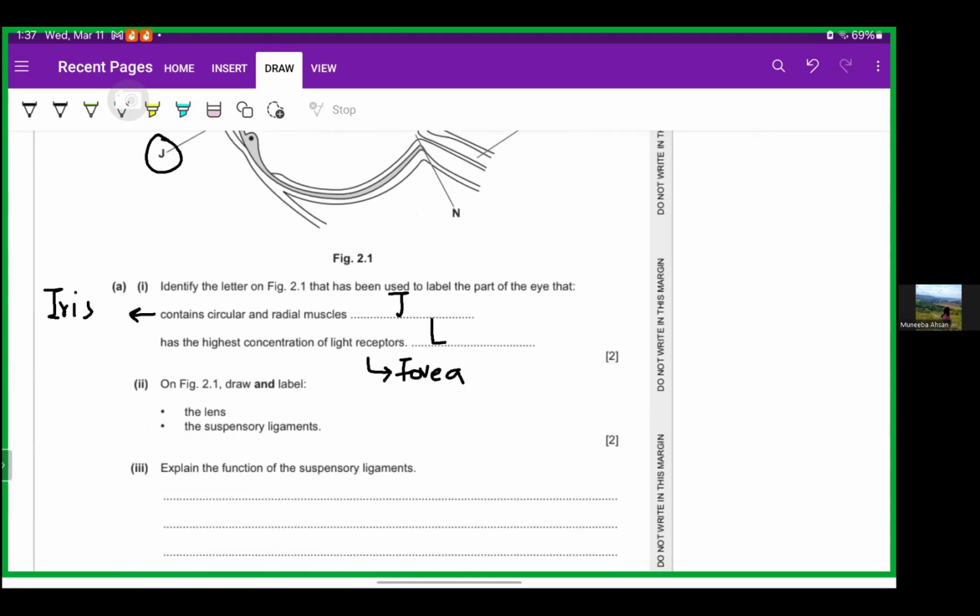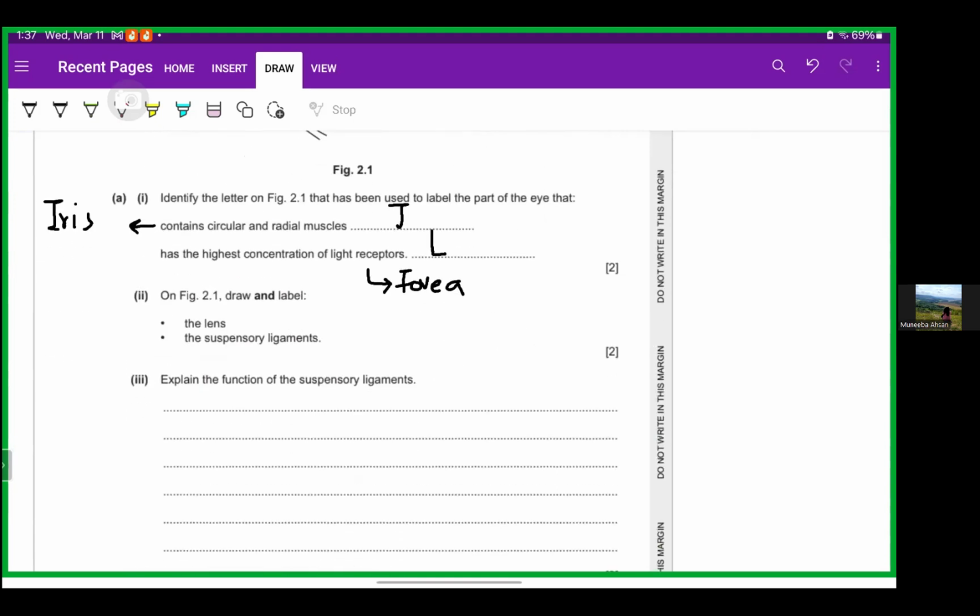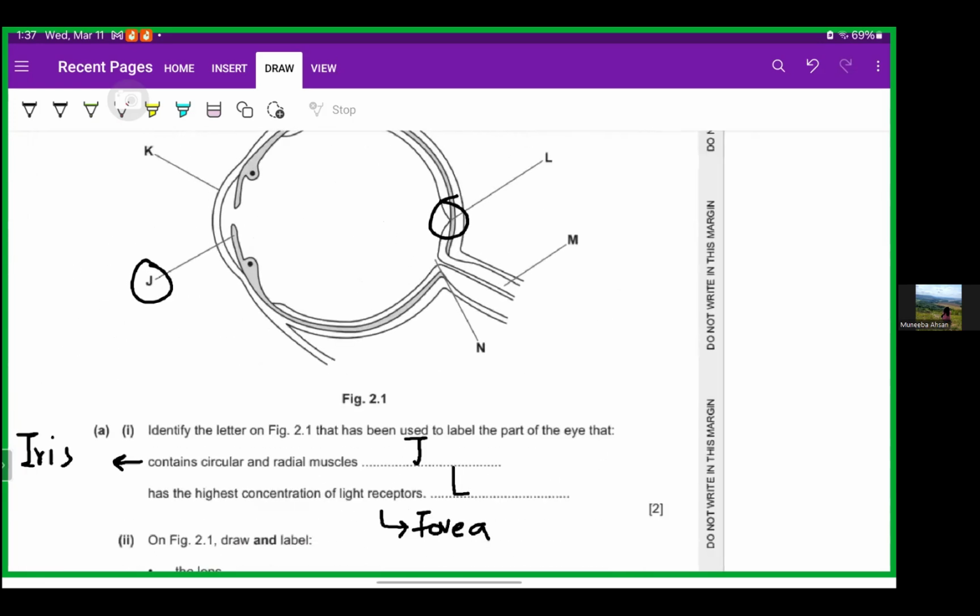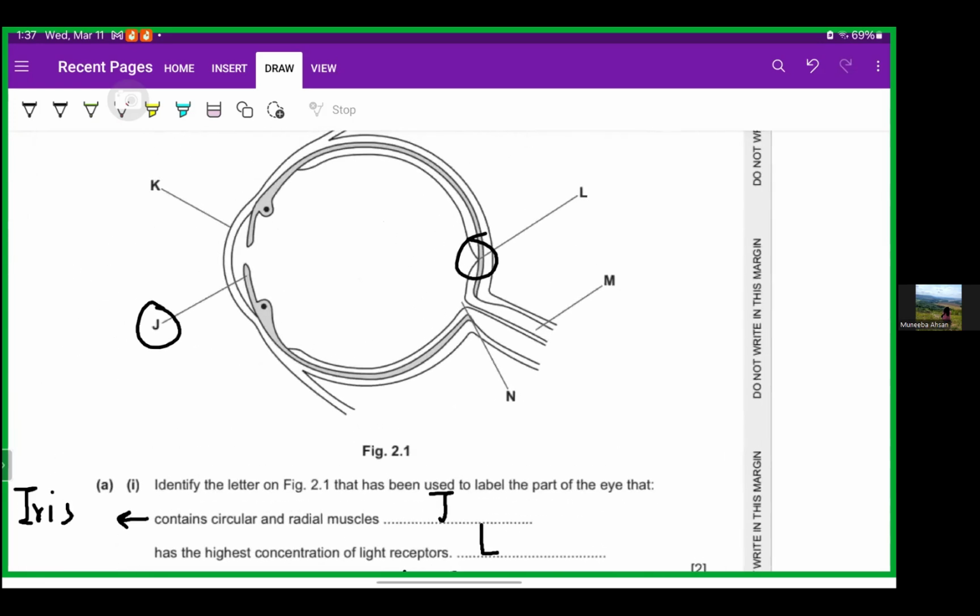Okay, moving on to the next part. On figure 2.1, draw and label the lens and the suspensory ligaments. The lens is attached to the ciliary body through suspensory ligaments. These are the ciliary bodies, this dotted region. So first you will draw a lens here, and with the lens you will make suspensory ligaments.